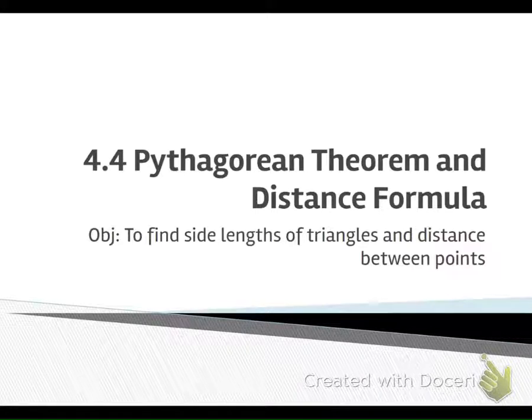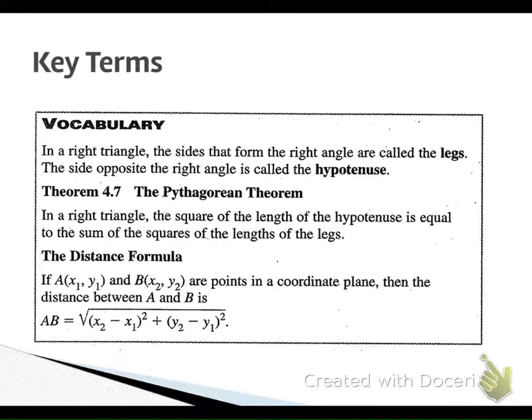Okay. We have our objective on this page, 4.4. We're doing the Pythagorean Theorem and the distance formula, to find the side length of triangles and the distance between points is what we're talking about today. So put that objective up there. I didn't write objective, but please try to put it up there. Our vocab here is the Pythagorean Theorem on this slide. I'm going to skip the puzzle, guys.